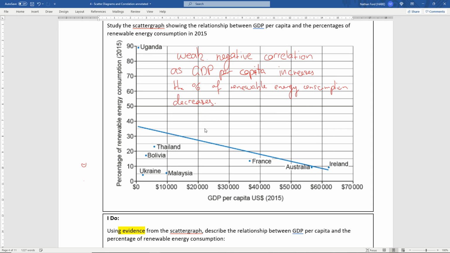You can write this down at the bottom. I've named the correlation, which is extremely important. Always do this. Then I've also talked about what the data is actually saying, what our axes are actually saying. So I don't say the x-axis, I talk about what the actual values are. As this increases, the percentage of renewable energy consumption here decreases. So that's already 1 to 2 marks just for doing that.